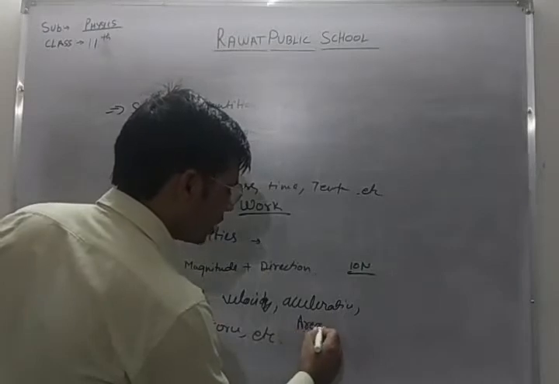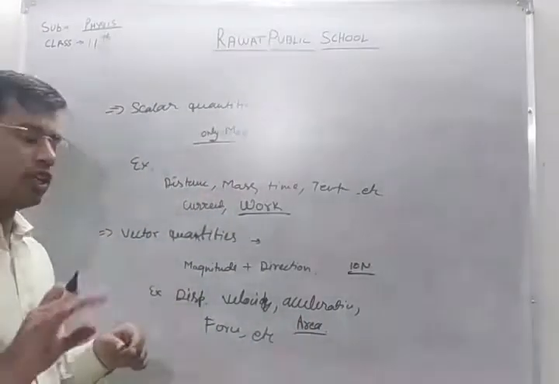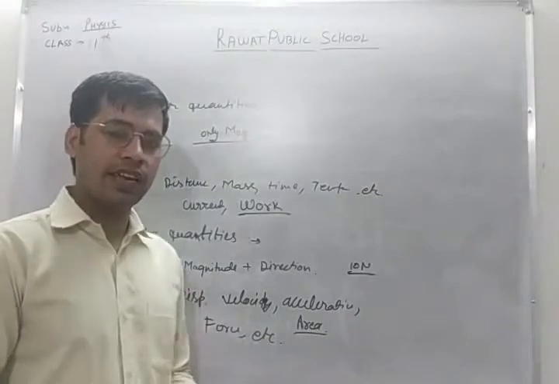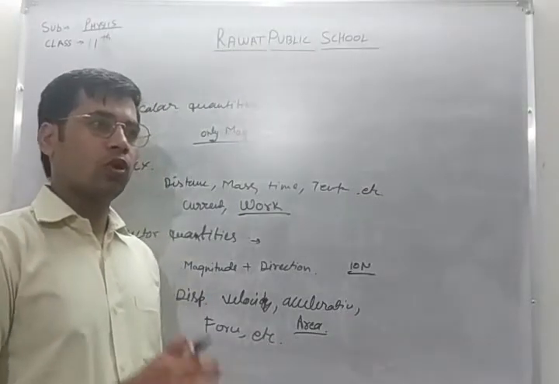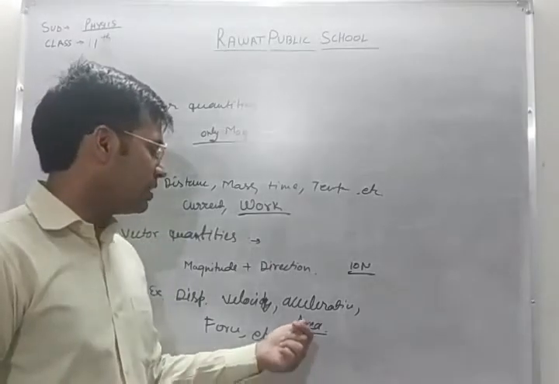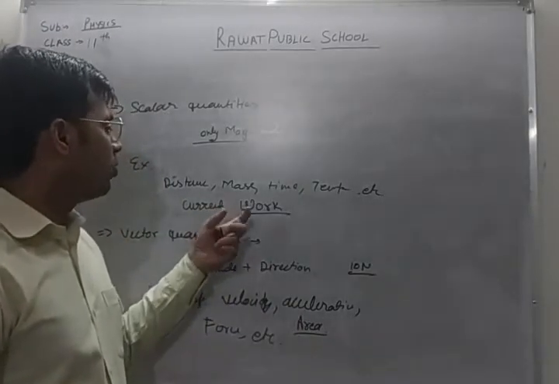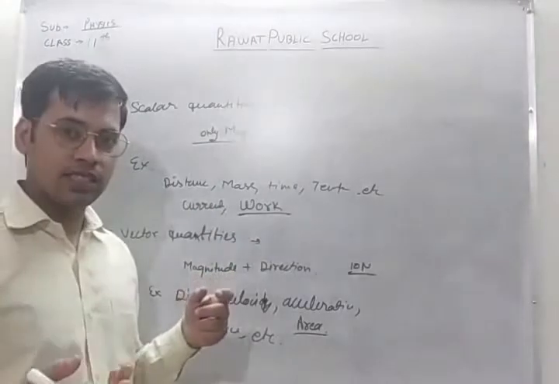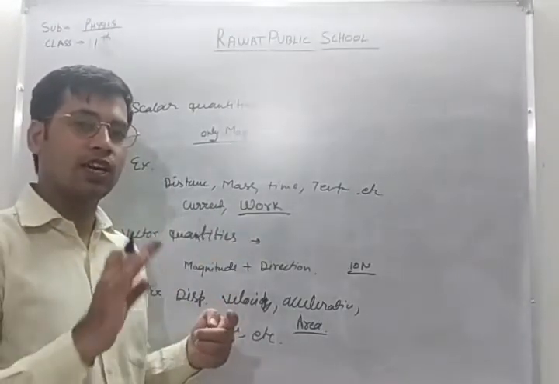Area is what? Scalar or vector? So area is a vector quantity. Don't get confused about this. Area of which direction? Area of cross section, area of volume, or likewise many things are there. So area is a vector quantity, and work, current, energy, pressure, all these are scalar quantities.